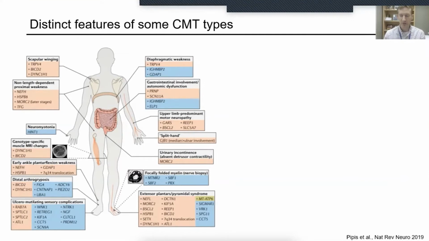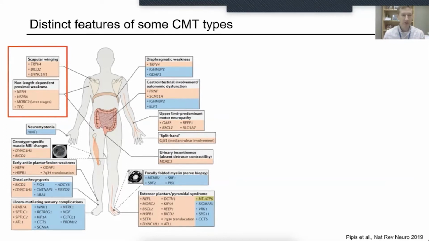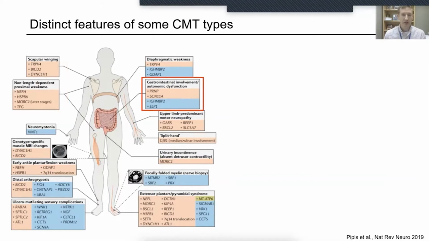And so this is a couple of really nice images from a recent review highlighting some of these CMT type specific manifestations. So weakness up in the shoulders and in the arms is not typical of most forms of CMT, but it can be seen in certain kinds shown here. And then GI involvement or autonomic problems, so problems having things move through the gastrointestinal tract, and other autonomic things like sweating and urination. Sometimes those can be affected in certain subtypes of CMT.